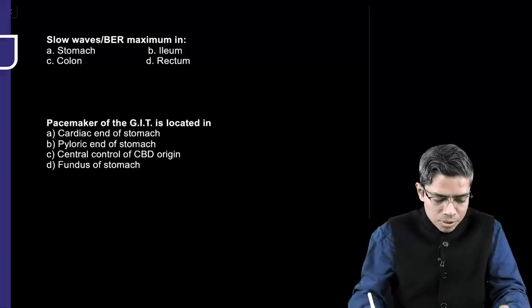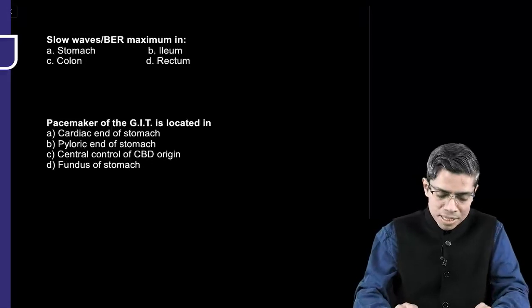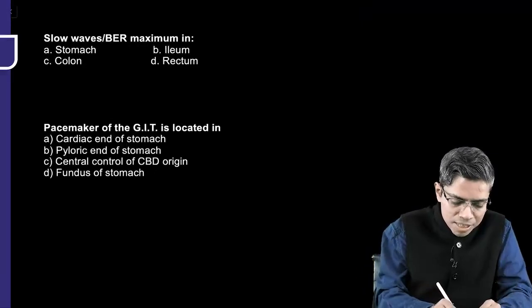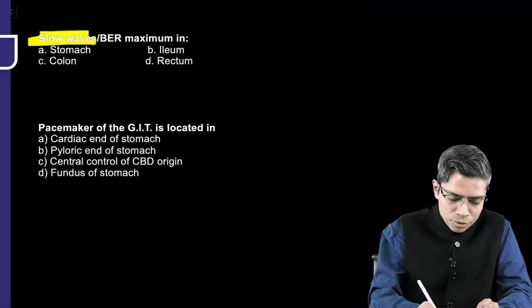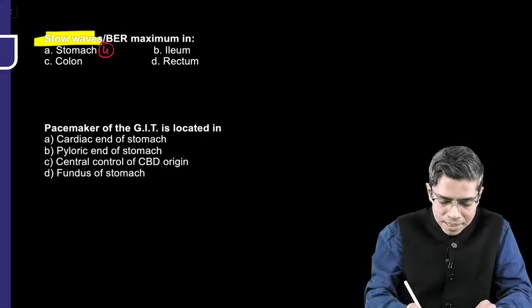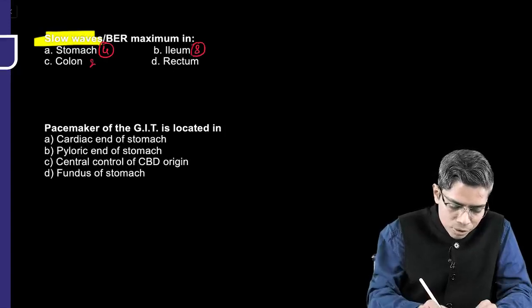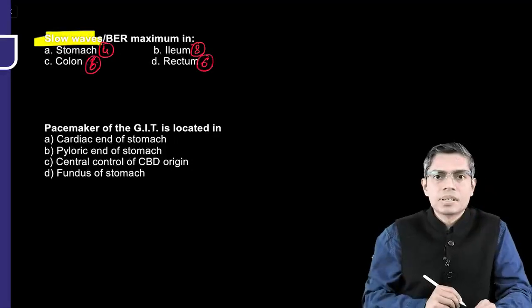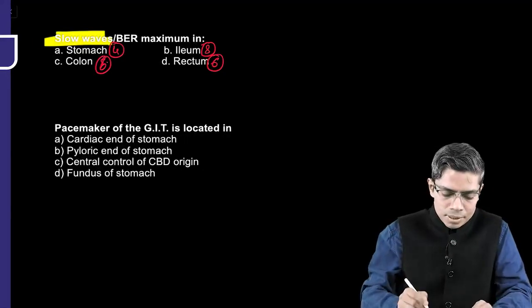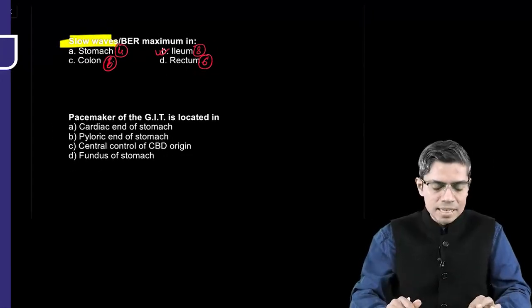First MCQ: slow waves or BER are maximum in. BER is also known as the slow wave of the GIT. If you look at the options, the stomach is 4 per minute, ileum 8 per minute, colon and rectum are 6 per minute. So what you are finding out is that the maximum rate is at the level of the ileum. So your answer is ileum.